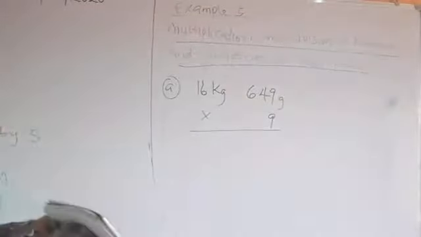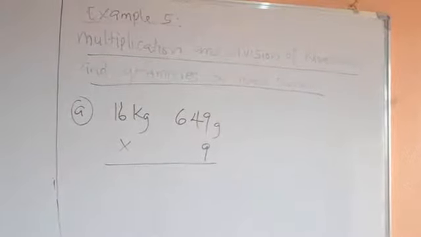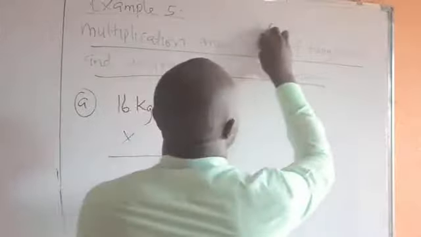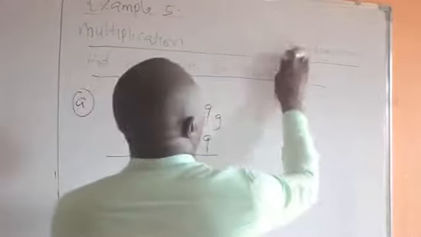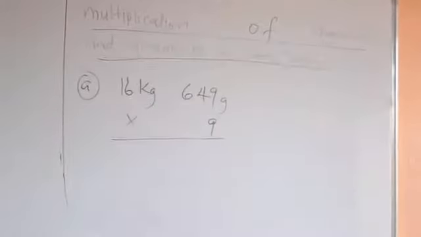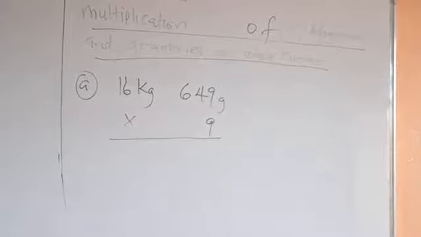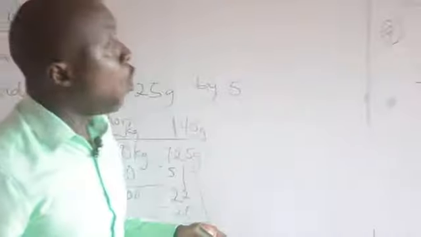Example 5 is based on multiplication of kilograms and grams by whole number.